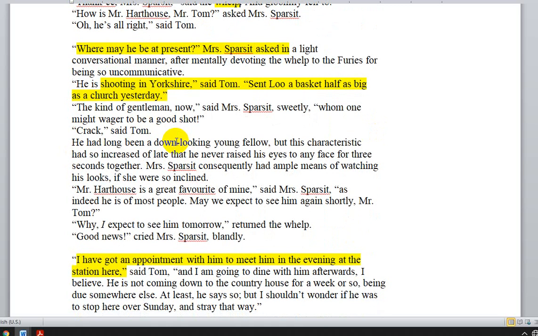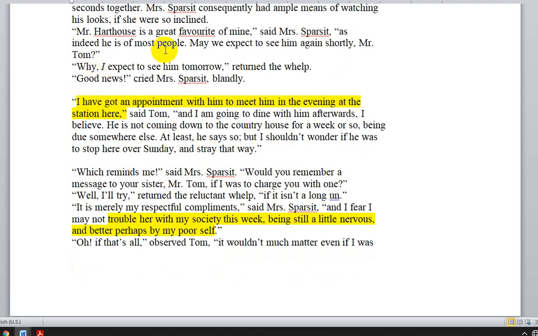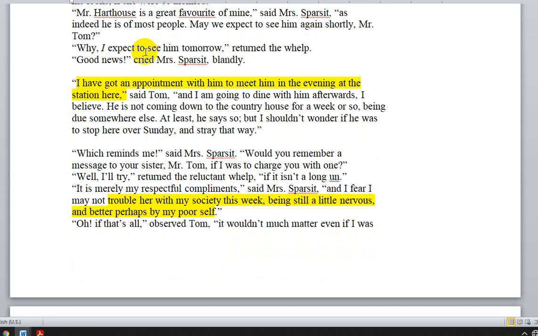"The kind of gentleman now," said Mrs. Sparsit sweetly, "whom one might wager to be a good shot. Mr. Hothouse is a great favourite of mine, as indeed he is of most people." "I expect to see him tomorrow," returned the whelp. Good news, now she is taking information. "I've got an appointment with him to meet him in the evening at the station here, and I am going to dine with him afterwards. I believe he is not coming down to the country house for a week or so, being due somewhere else."